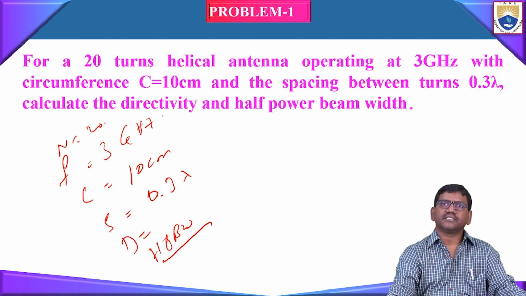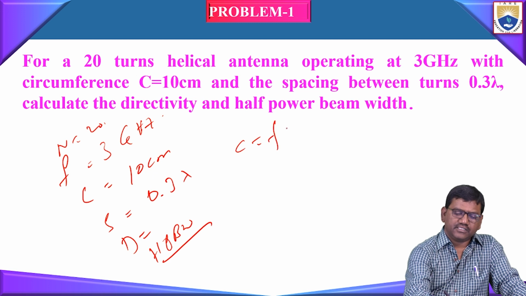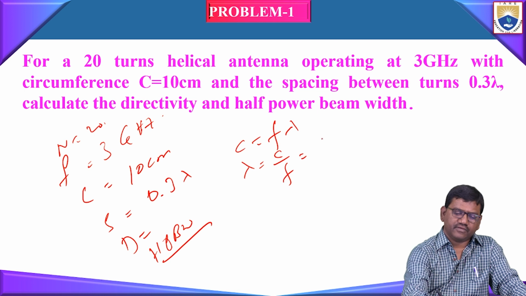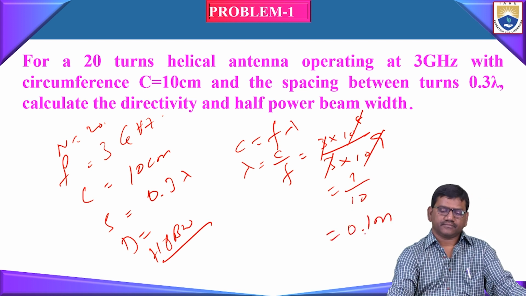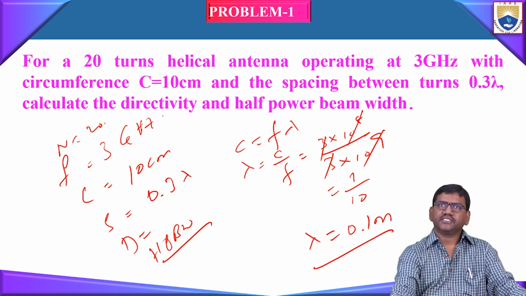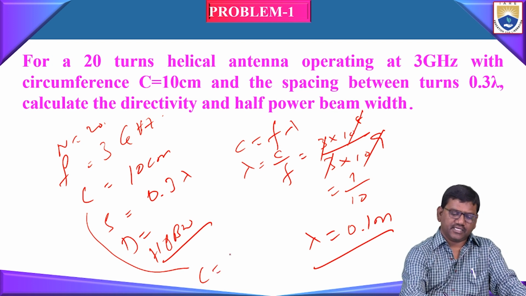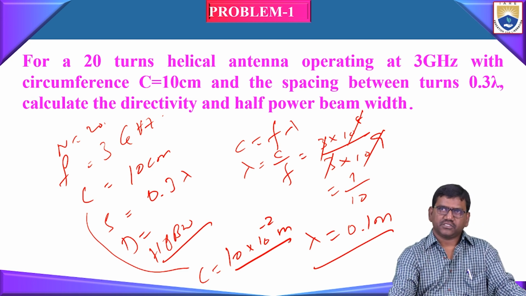Here the frequency is given as 3 GHz, so from the frequency we can calculate the value of lambda. Using the formula C equal to f lambda, lambda is equal to C by f, which is 3 into 10 power 8 divided by 3 into 10 power 9. The 3 gets cancelled, so this is 1 by 10, which is 0.1 meters. This is the lambda value in meters. Similarly, the value of C can be represented in meters as 10 into 10 power minus 2 meters.